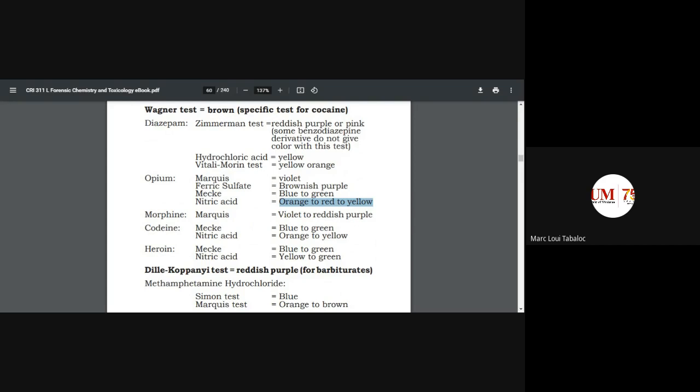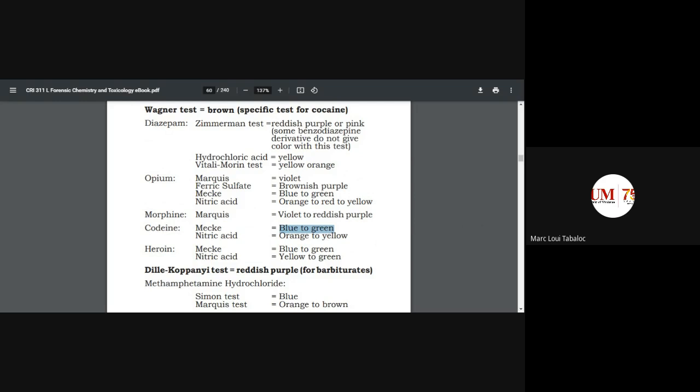If it's morphine we are testing, of course we would use the Marquis test, using the Marquis reagent. Same with opium, because morphine is a derivative of opium. It will turn the specimen color into violet, but mostly it will turn into deep reddish purple, or scarlet purple. If we want to know the presence of codeine using the Mecke test with Mecke's reagent, it will turn the specimen color from blue to green.